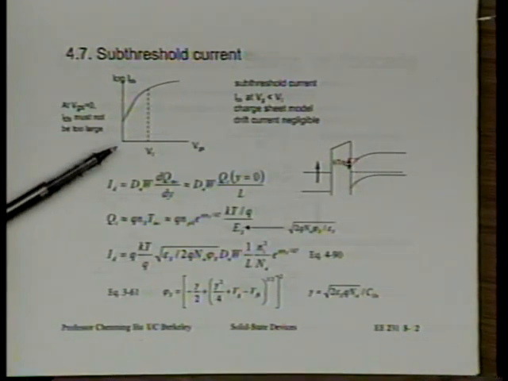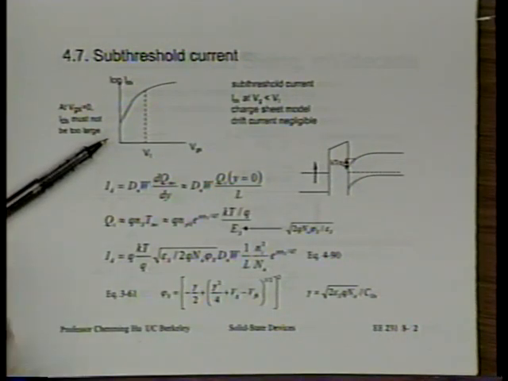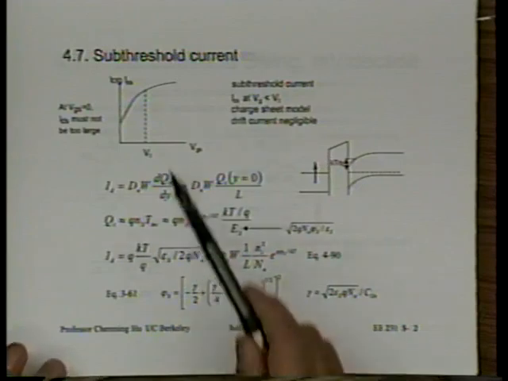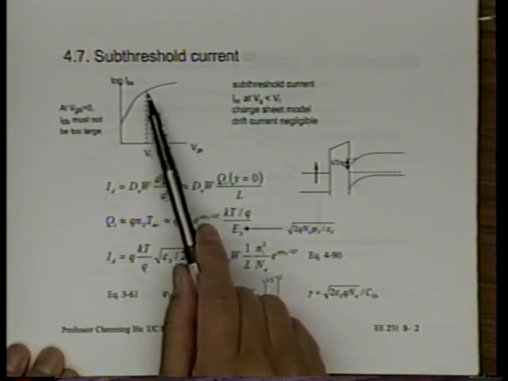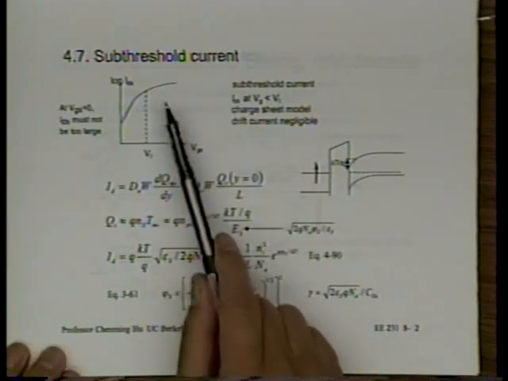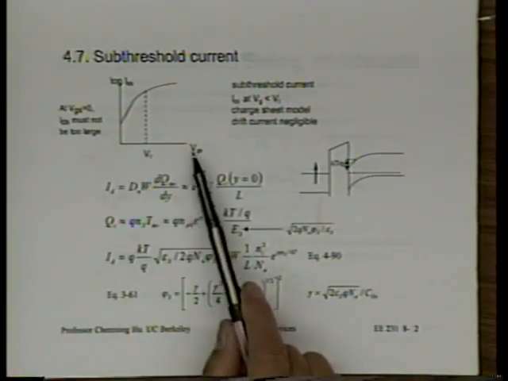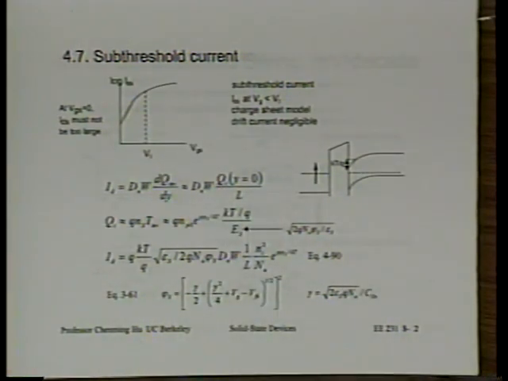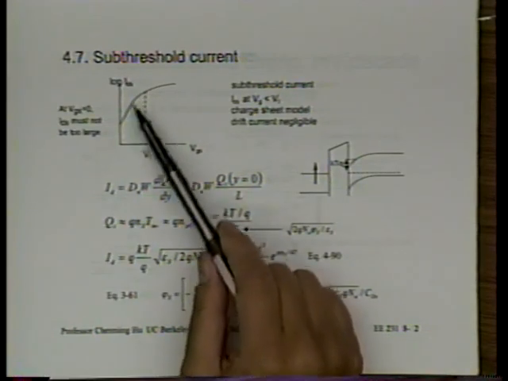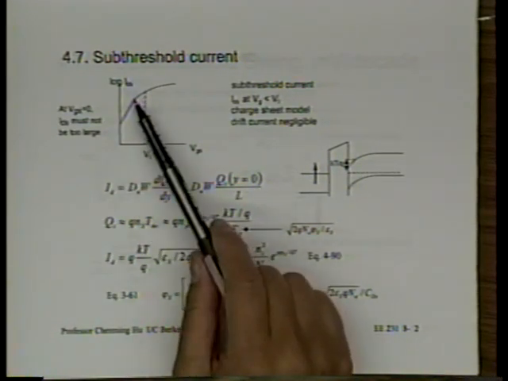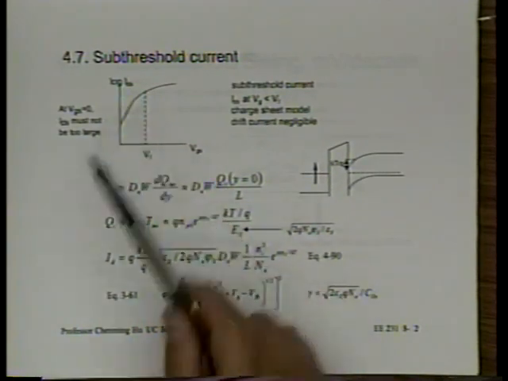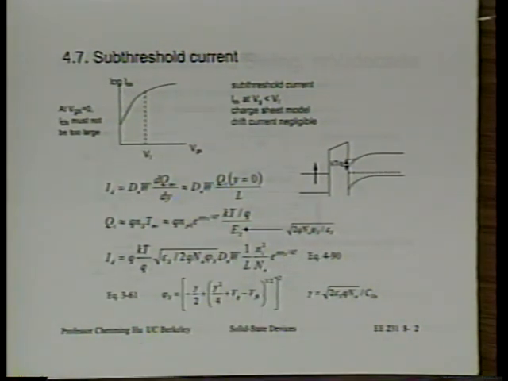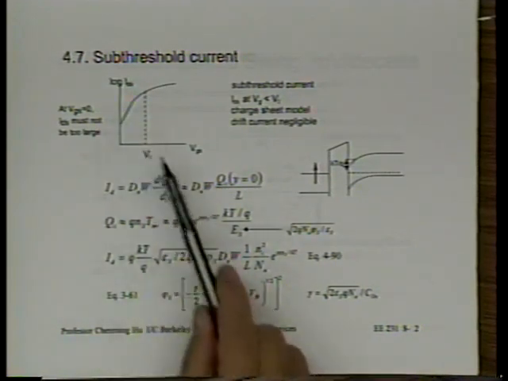Now, the easiest way to view the subthreshold current is to look at this log IDS versus VGS plot. We're going to see threshold voltage is somewhere here. Beyond threshold voltage, we'll have more or less the usual linear relationship between IDS and VGS. So on the semi-log plot, we will see a logarithmic curve. Today, we're going to concentrate on this part. Below VT, it can be shown that this curve should be more or less a linear curve. So IDS is an exponential function of VGS.